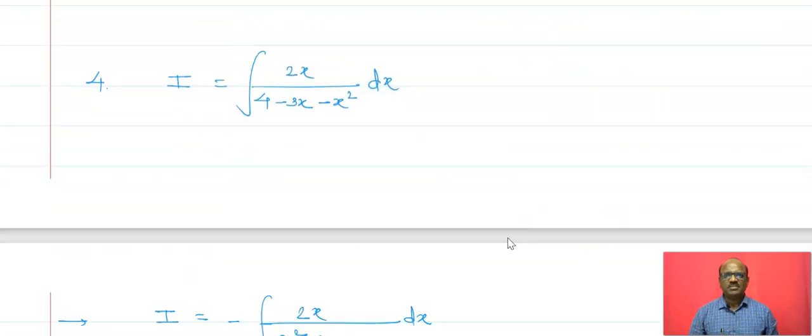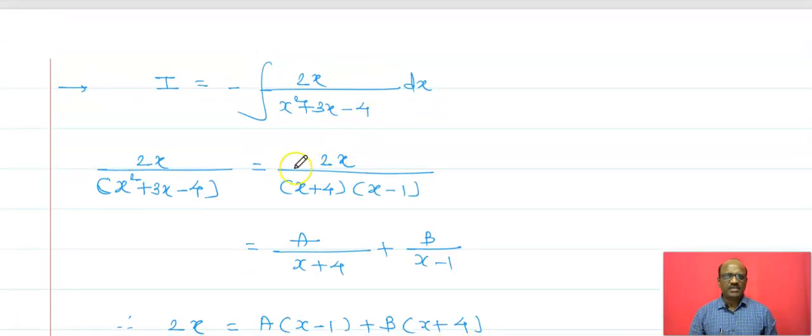Now next problem. Problem number 4. I is equal to the integral of 2x upon 4 minus 3x minus x². That is, the square term here is minus. Therefore, we will take the minus sign as common. Therefore, I is equal to minus the integral of 2x upon x² plus 3x minus 4.